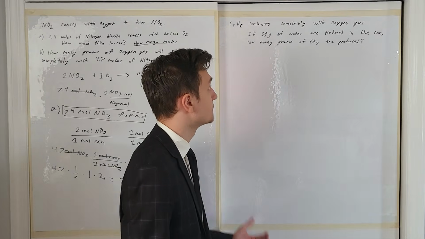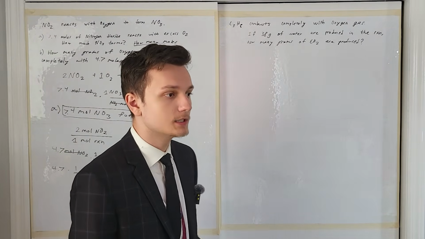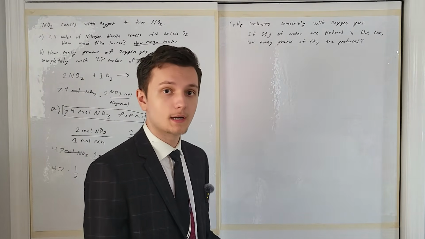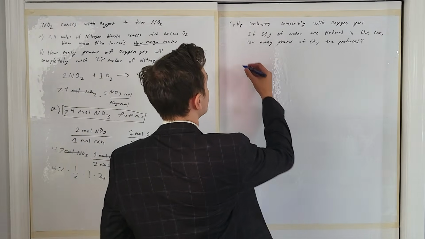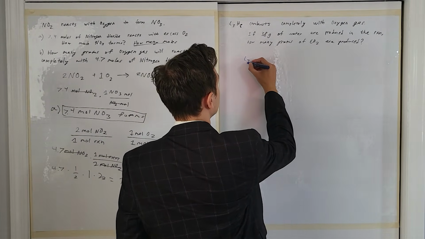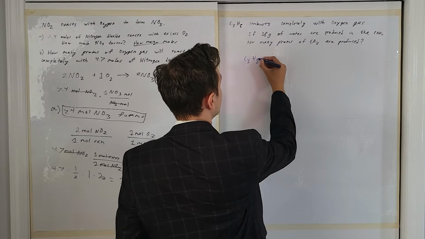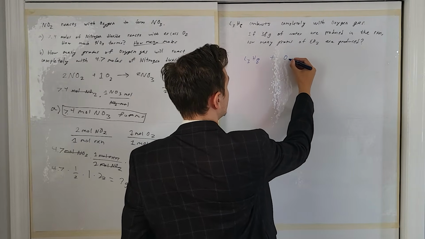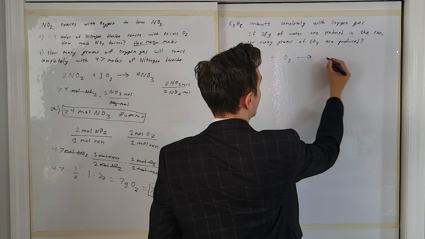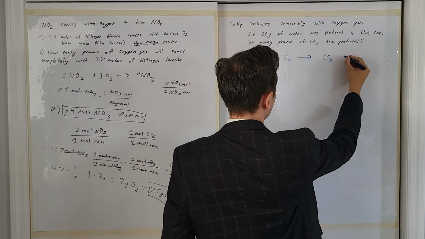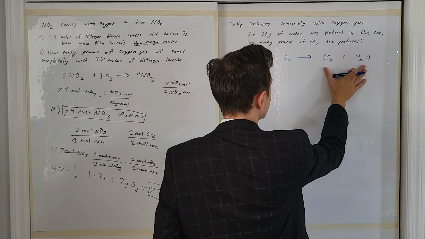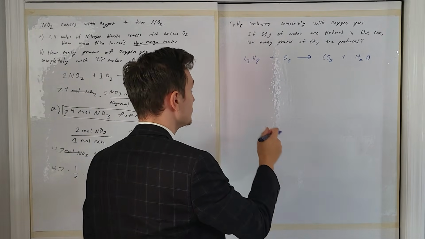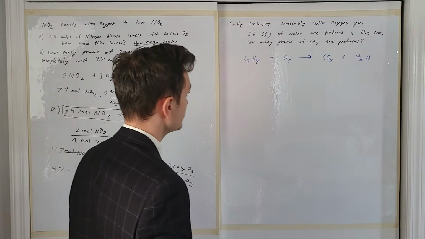Whenever you see the word combusts completely, you need to know what products are being formed, okay? You need to commit this to memory, all right? If something combusts completely, you have the thing that is combusting reacts with oxygen to form, remember this, CO2 and H2O, okay? You need to memorize these two products. Those are produced when something combusts.